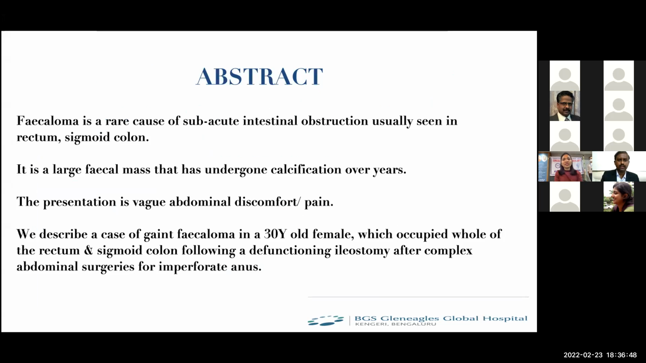A fecaloma is a rare cause of subacute intestinal obstruction, usually seen in the rectum and sigmoid colon. It is basically a large fecal mass that has undergone calcification over years. The presentation is of vague abdominal discomfort. We hereby describe a case of a 30-year-old female who presented with a fecaloma in the rectum and sigmoid colon following a defunctioning ileostomy after she underwent multiple abdominal surgeries for imperforate anus in childhood.